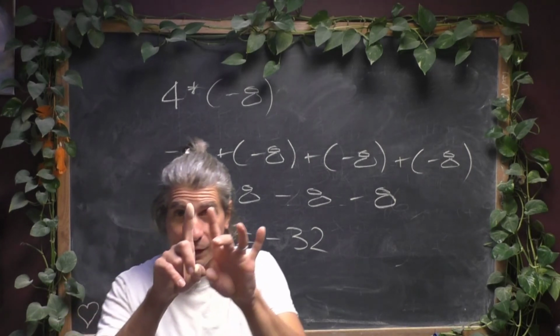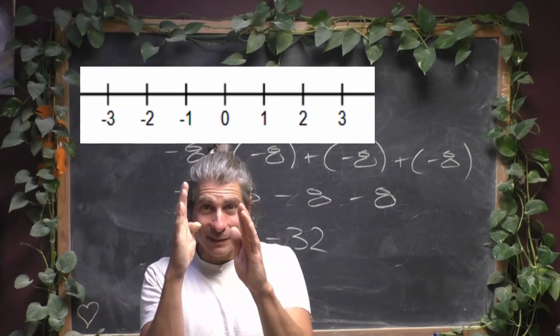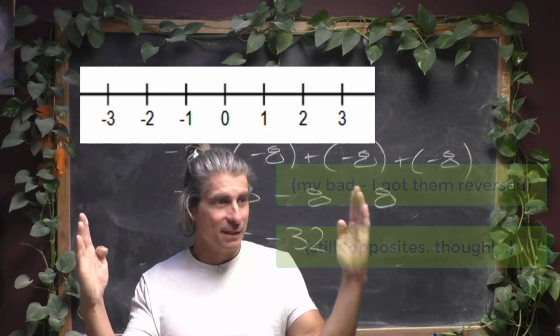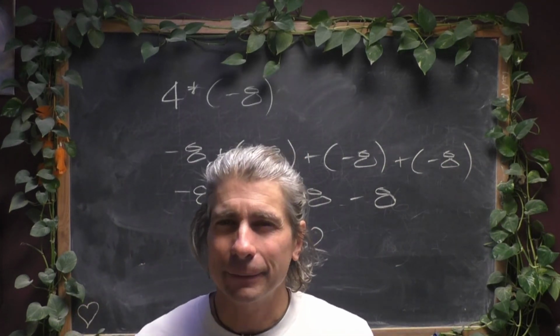Because think about where they are on the number line. You've got 0 in the middle, and then you've got positive 1s and negative 1s, and positive 2s and negative 2s, and positive 3s and negative 3s. Think of them that way, and negatives seem a little less scary. All right, let's try some more.